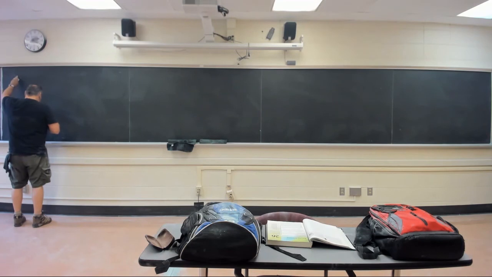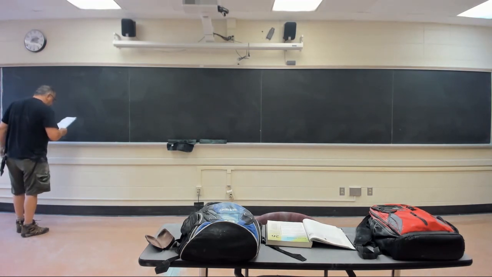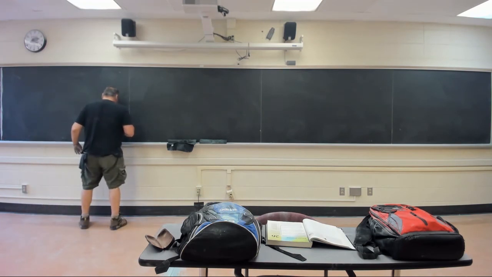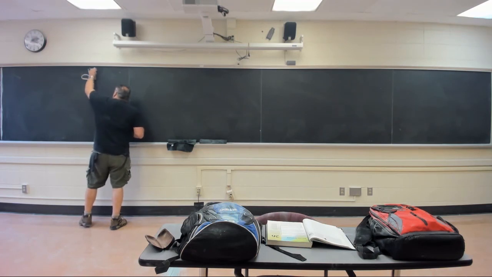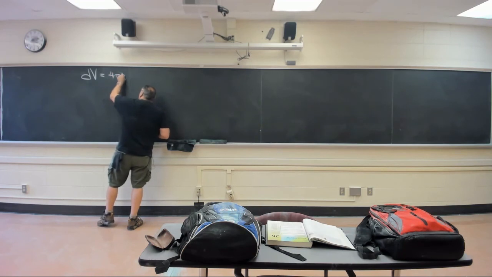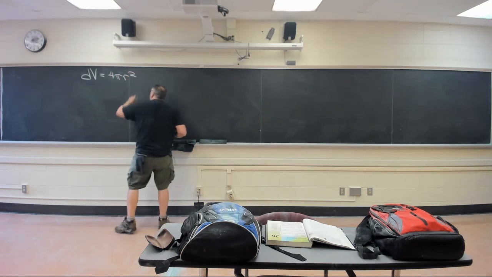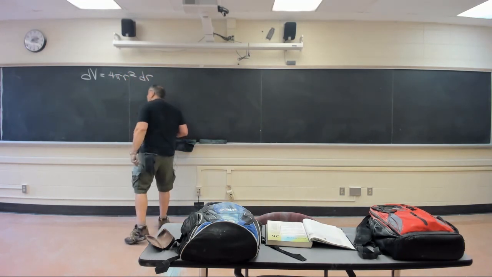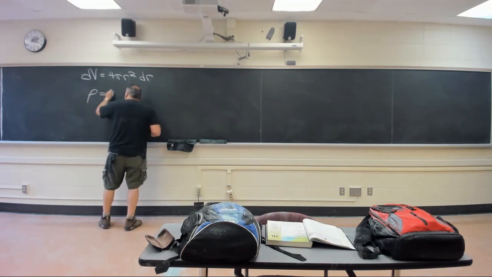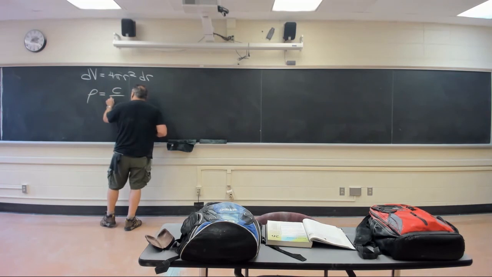Well, a lot happens. From earlier work, we know that dV is 4 pi r squared dr. They told us that rho is some positive constant divided by r squared.